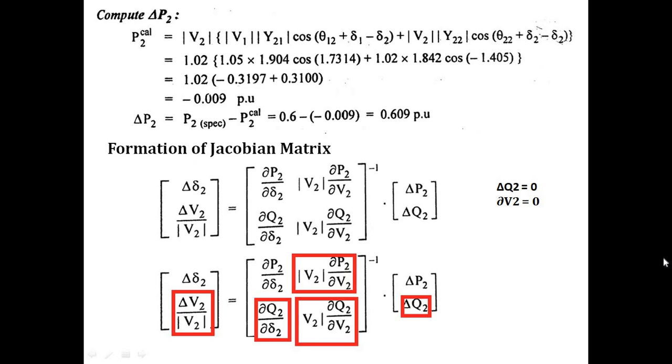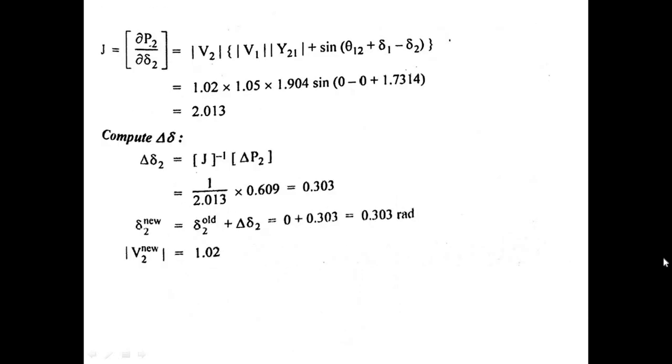Formation of Jacobian matrix: delta gamma 2, delta V2 divided by V2. Then dou P2 divided by dou gamma 2, V2 dou P2 divided by dou V2, dou Q2 divided by dou gamma 2, V2 dou Q2 divided by dou V2, with delta P2 and delta Q2. The value of del Q2 is equal to 0, and dou V2 is equal to 0.